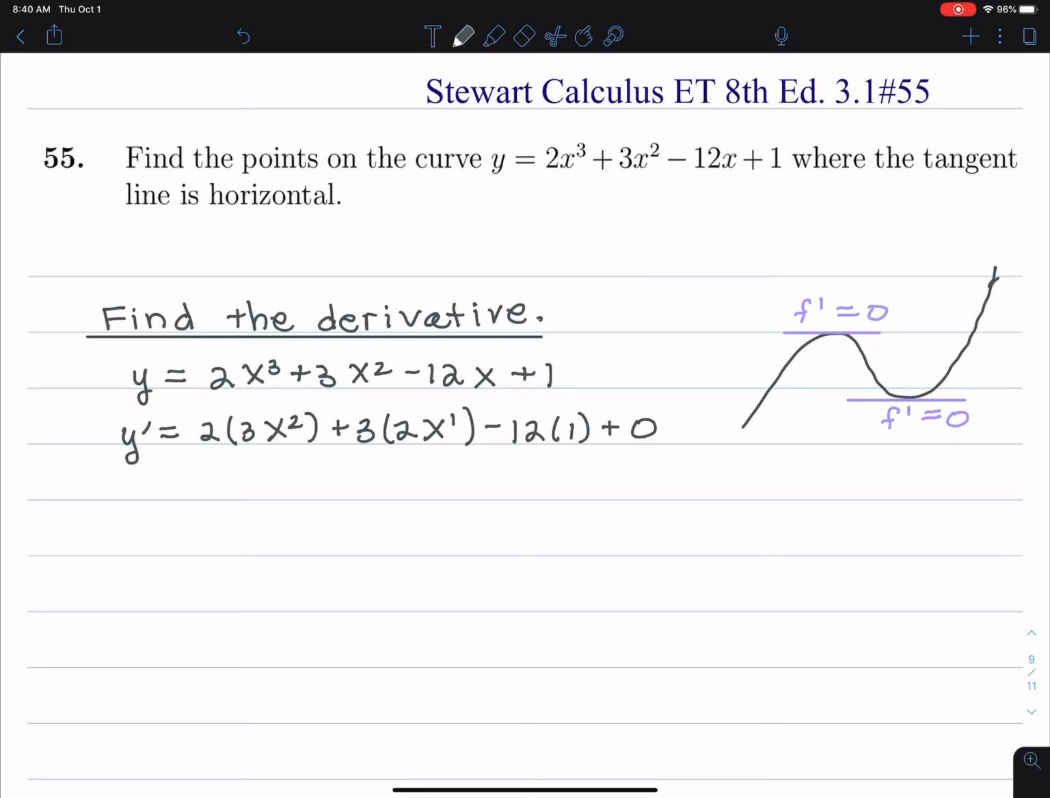Notice that's not the same thing as when I have 2x cubed and I take that derivative: I leave the constant alone. That's because it's not by itself. It's a constant times x cubed. But a standalone constant, like the plus 1 we have here, you take the derivative, you get 0. Now, it is not really much work here to simplify. I'll do that. So we found a formula for the derivative.